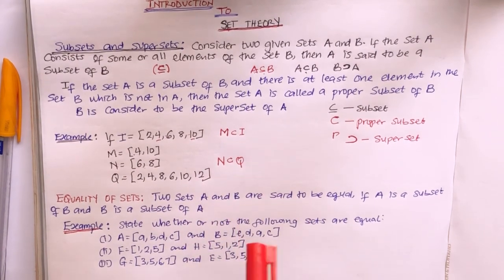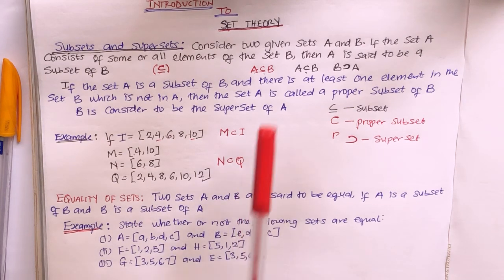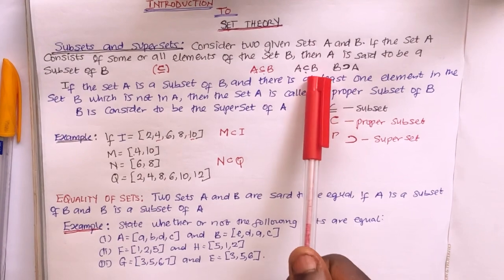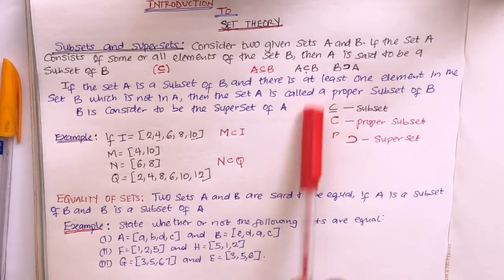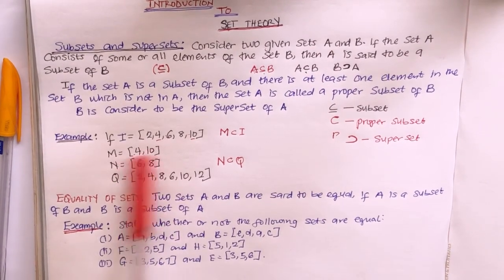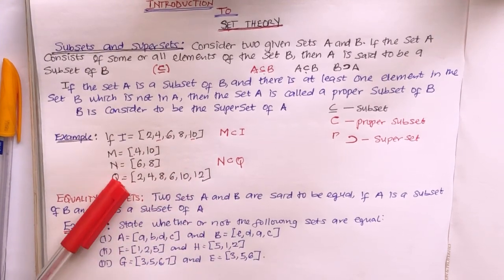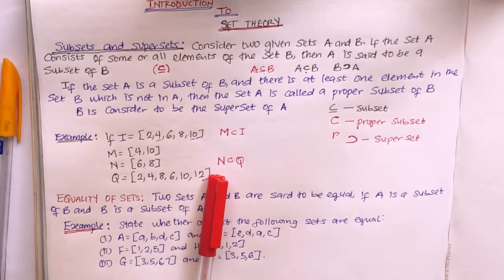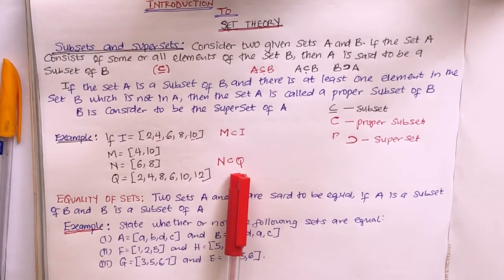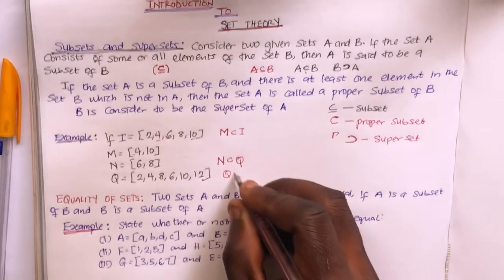But if you look at this very well, set N is a proper subset of Q. And I told you guys that if at least one element in set N is found in Q, that means my Q is a super subset of N. If N is a proper subset of Q, that means Q is a super subset.